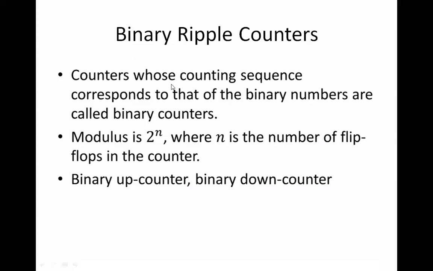So counters whose counting sequence corresponds to that of binary numbers are called binary counters. So as I told you, if the counting is with respect to binary numbers, then I call them binary counters, right? So modulus is 2 raised to n, where n is the number of flip-flops in the counter. So how many flip-flops I will need will be dependent on the value of n, where the modulus, the number of states, is 2 raised to n. Binary up counter, binary down counter. So these are some of the examples that we can look into.